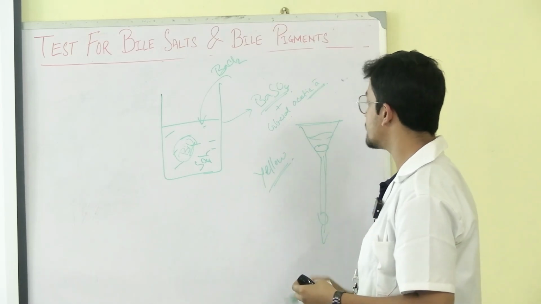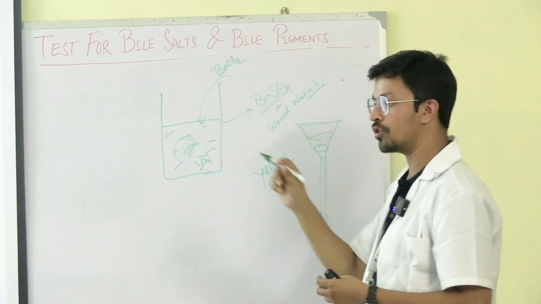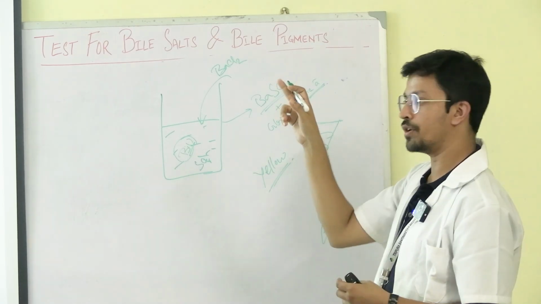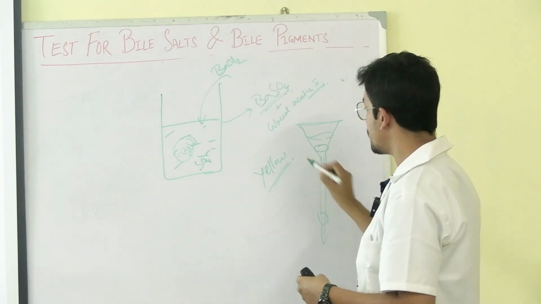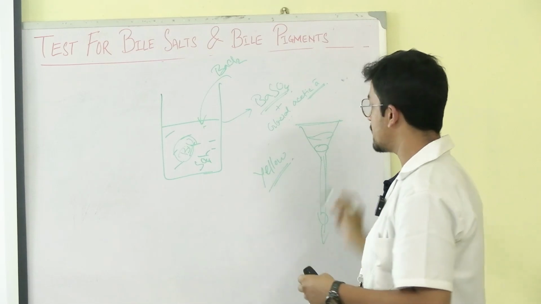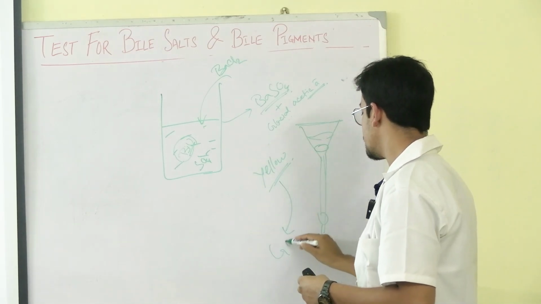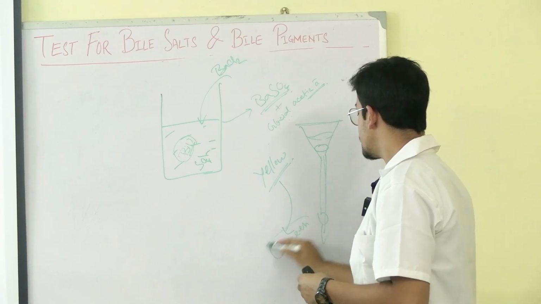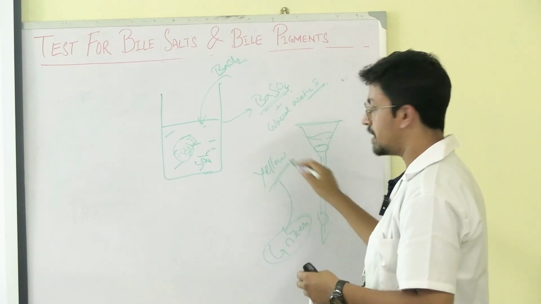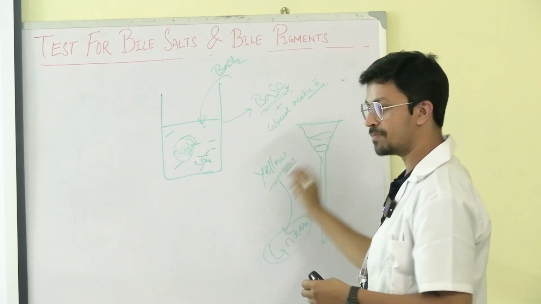If this yellow color is there, after that we will add 1 drop of Fouchet reagent into it. And as soon as we add the Fouchet reagent, it will convert into green color. Okay. So this is what we are looking for. If this color change is happening, then bilirubin is present over there.